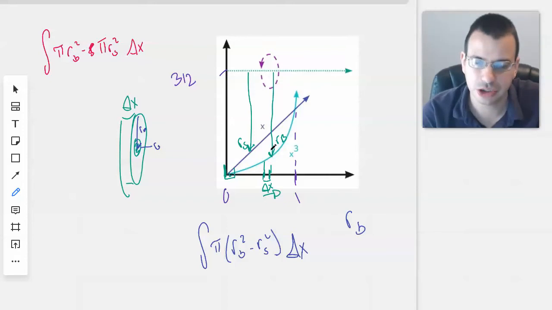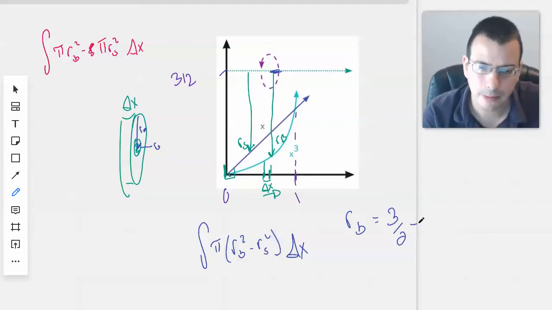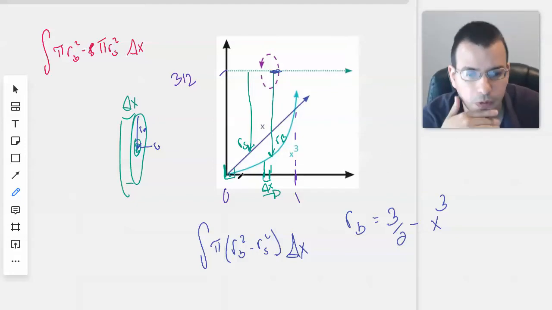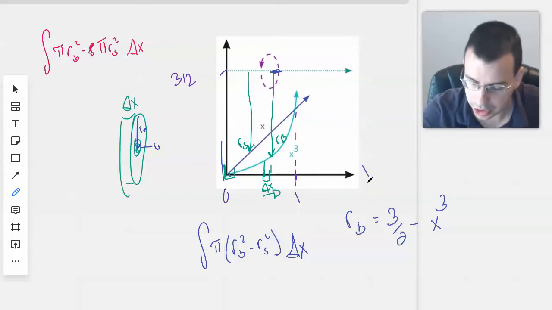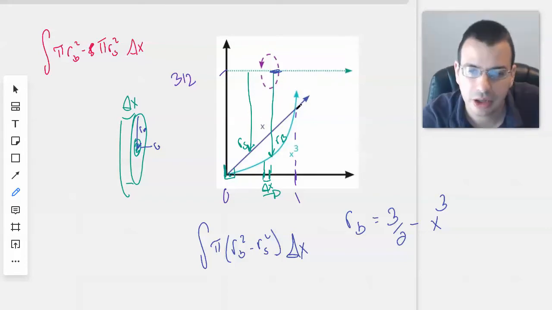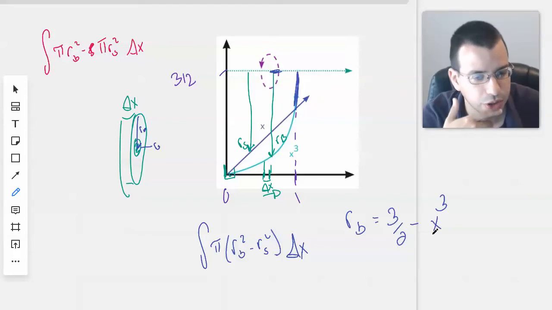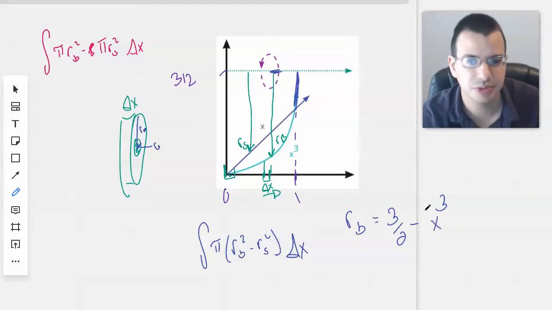So that'll be this distance right here, and this distance is going to be 3/2 minus x cubed. So when x is 0, then it'll be 3/2, which makes sense. It looks like this distance right here would be 3/2. And then when x is 1, it'll be this distance right here, which will be smaller. So that'd be 3/2 minus 1 cubed, which would be 1/2, which seems reasonable.